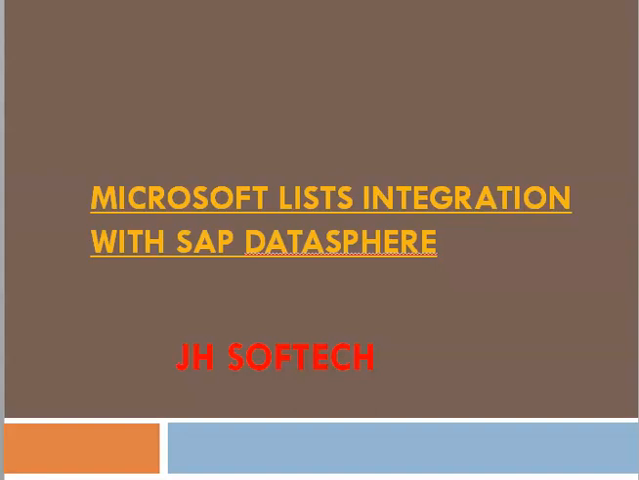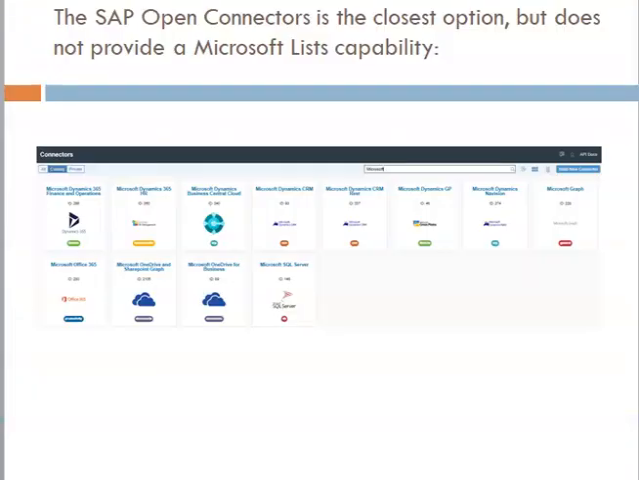Today we are discussing Microsoft List integration with SAP DataSphere. SAP Open Connectors is the closest option but does not provide a Microsoft List capability. The quickest option was to use Microsoft Power Automate to extract the Microsoft list, connect, and export it to a CSV file on Azure, from which it can then be imported into DataSphere using data flows. The following is the process we went through to achieve this.